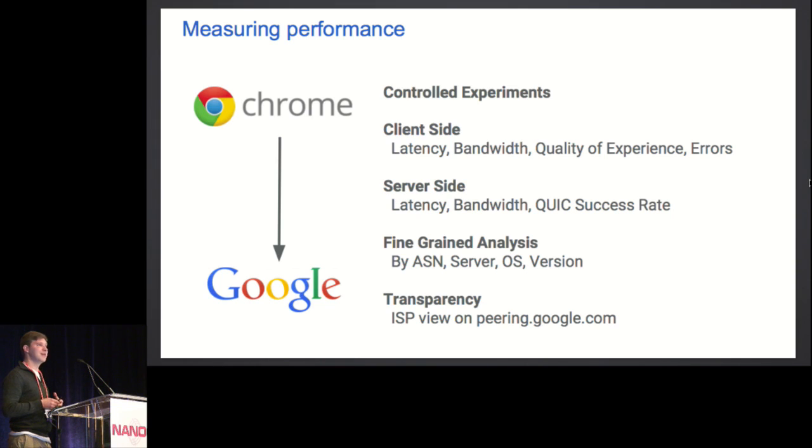We gather all kinds of error information, anything that could possibly go wrong. And we also do a lot of fine-grained analysis. So we almost always do analysis by AS. We also do analysis by location, like serving location. And we'll do analysis by operating system, anything else. So any way we can slice and dice it, we'll look at the data. And we also give you a view into it on peering.google.com. As a recent feature, we now have added a lot more QUIC-centric information there.